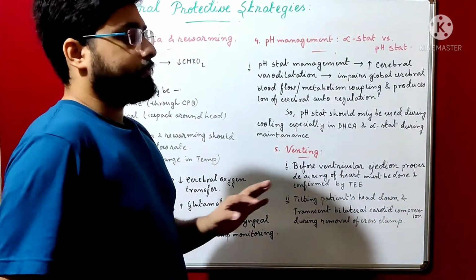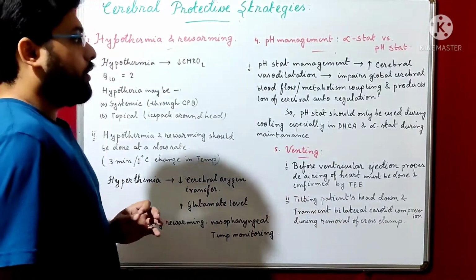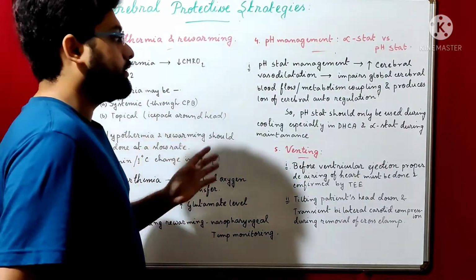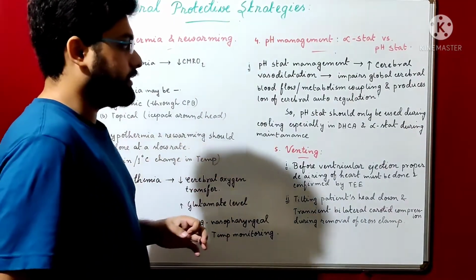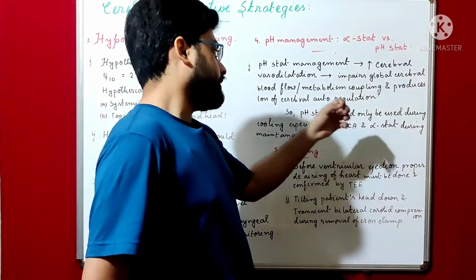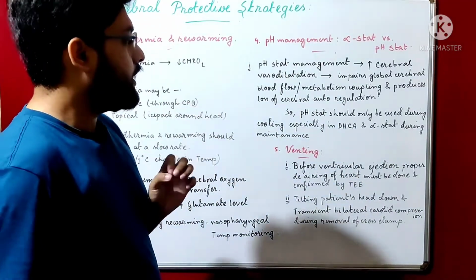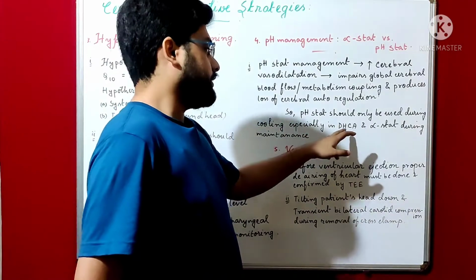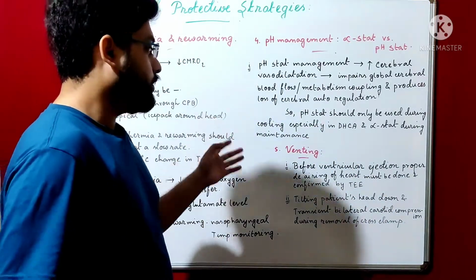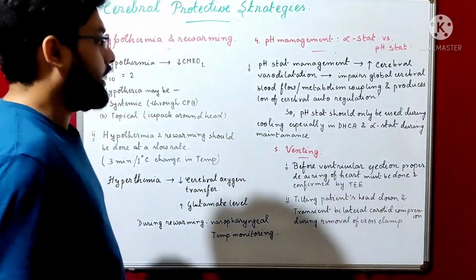So in normal cases and during maintenance and rewarming in TCA or DHCA, the alpha stat strategy is used, and only in the cooling phase, in cases of DHCA or TCA, we use the pH stat strategy.